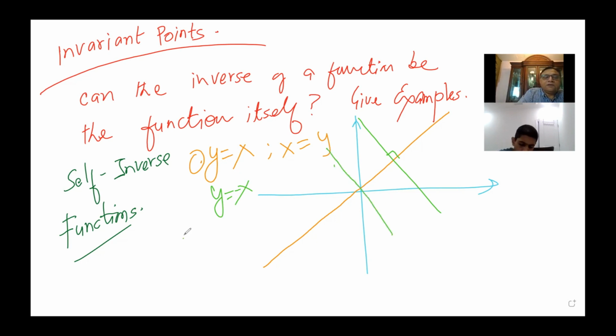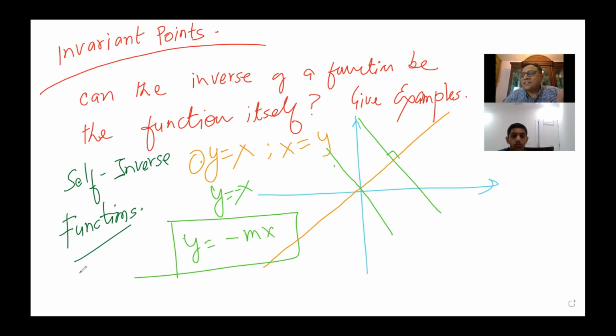Even y equals negative mx will be a general line which will reflect on itself because the line is perpendicular to y equals x, right? So it will reflect. These points will come there and these points will move there. You get the idea? So that is a very beautiful function, and you can create any number of functions with just y equals negative value of x.